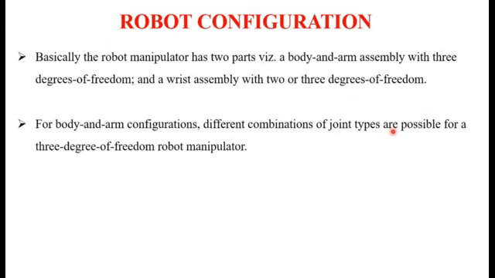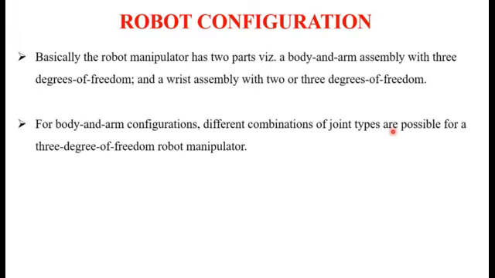Then the next point is robot configuration. Robot configuration is related to the degrees of freedom. Basically the robot manipulator has two parts. One is called the body and arm assembly with 3 degrees of freedom, and the second one is the wrist assembly with 2 degrees of freedom.